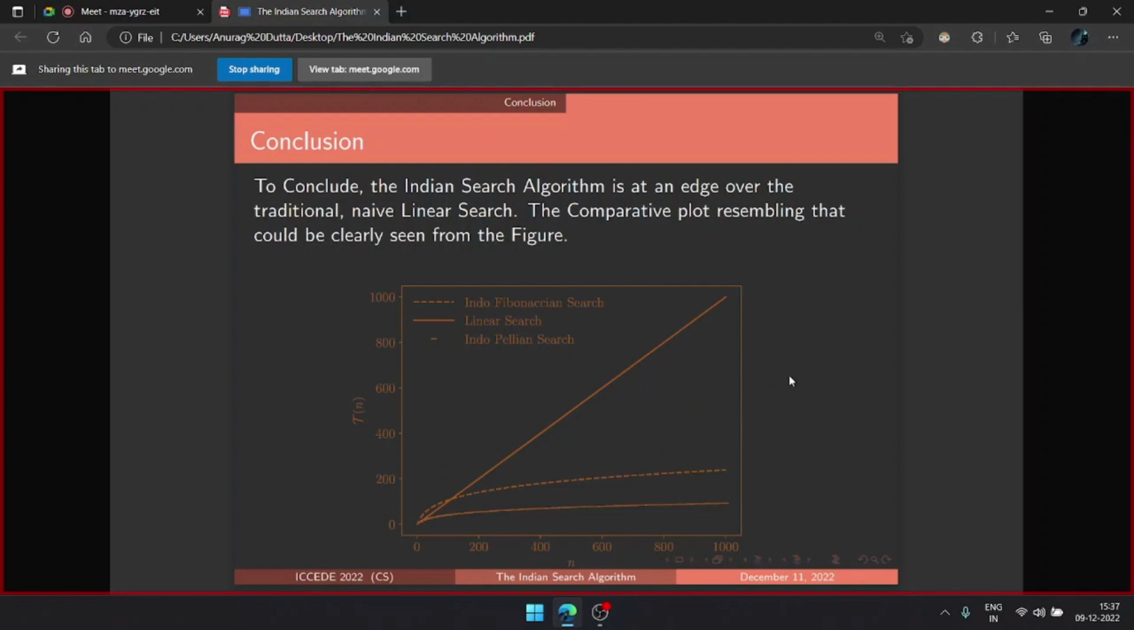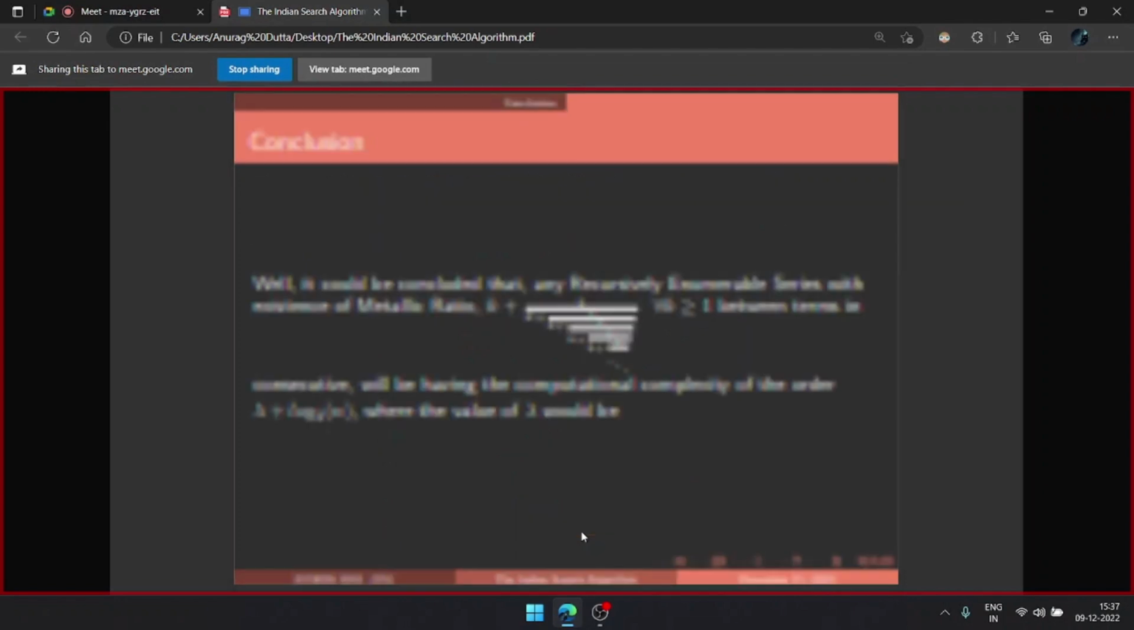Now, as a conclusion, we would conclude that the Indian search algorithm has quite an edge over the traditional naive linear search. We can see in this graph that the top one is the linear search, and the Indo-Fibonaccian search and the Indo-Palian search are quite less. They will be taking very much less time. It could be quite clearly seen from the figure.